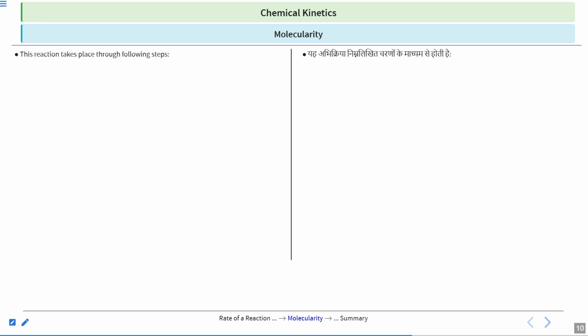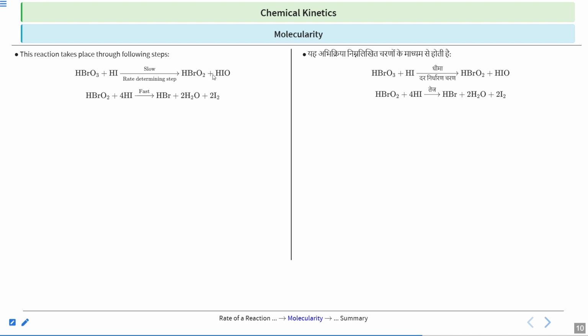Now suppose we have a reaction which is going in multiple steps. The first step is HBrO3 plus HI giving us HBrO2 plus HIO. In the second step, what will happen? HBrO2 will react with more HI and give you HBr plus 2H2O plus 2I2. So this is the second step. And in the third step, this HIO will again react with HI and will give you H2O plus I2.